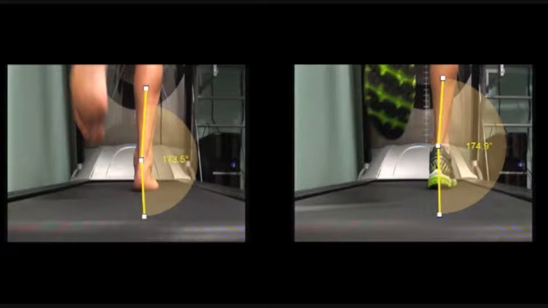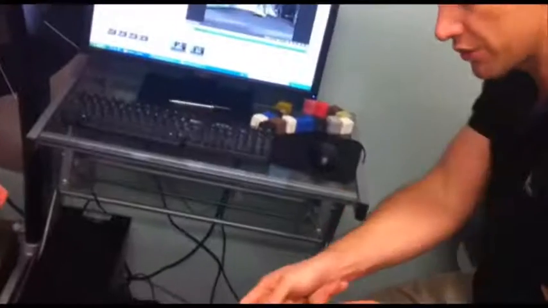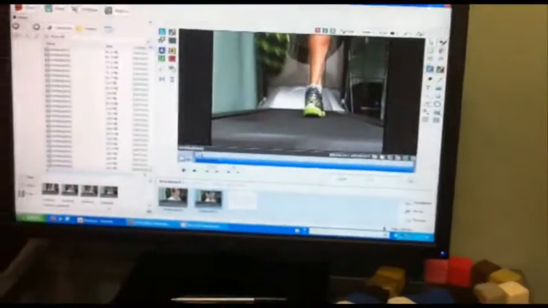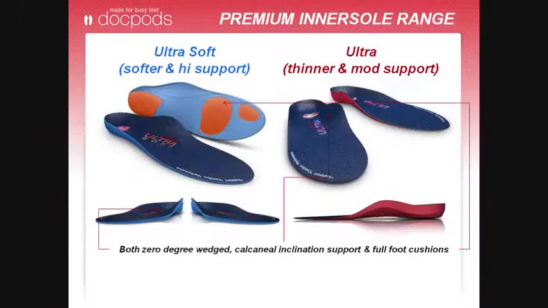This still sits outside what we would consider normal, as the foot still pronates 5.1 degrees. We can further customize this shoe by adding an inner sole that will help to control excess motions without overcorrecting the foot. On this occasion we use the ultra soft inner sole because it's 0 degrees wedged and helps to support the calcaneal inclination angle.